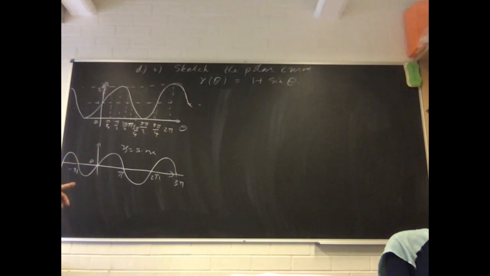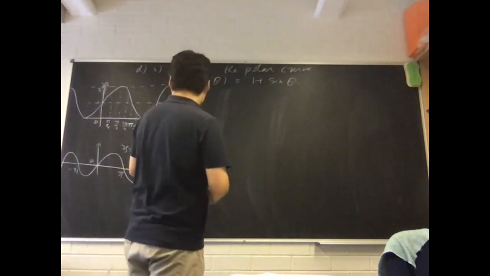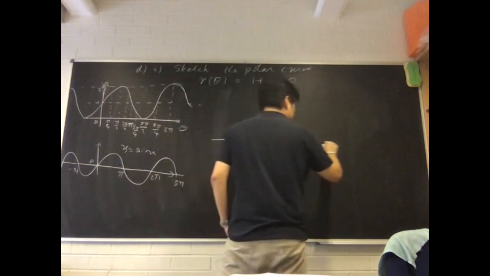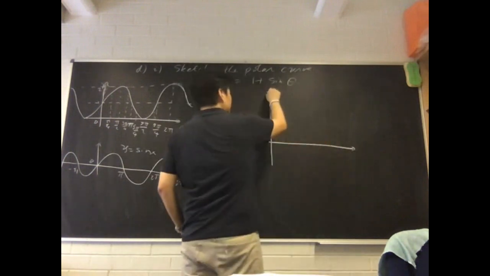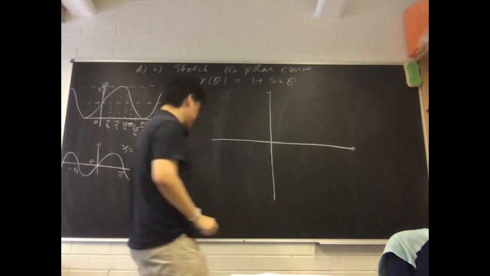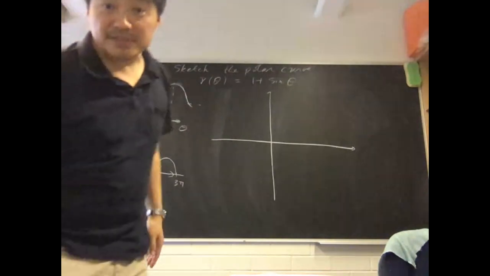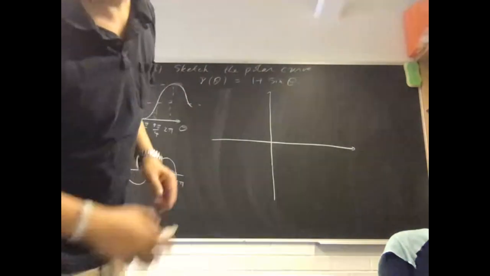All right, so let's move on. All right, so on the polar graph, it's going to be a little bit more complicated because this vertical axis is going to become the distance to the origin. Yeah, go ahead.